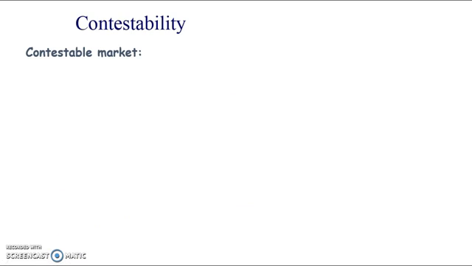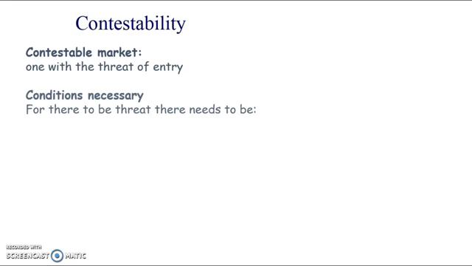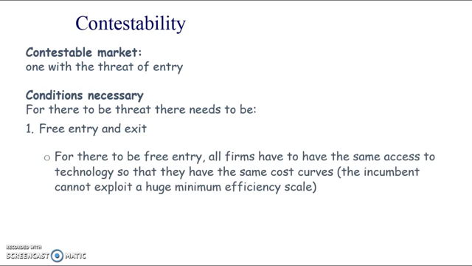So a contestable market is one where there is a threat of entry from new firms. Okay, now there have to be certain conditions met for a market to be said to be contestable. So you've got to have free entry and exit, so very few barriers to entry, so it's got to be easy for firms to get into the market. So they've got to have the same access to technology, so they have the same or very similar cost curves, and therefore the incumbent can't exploit a huge minimum efficiency scale and use limit pricing and those types of things.